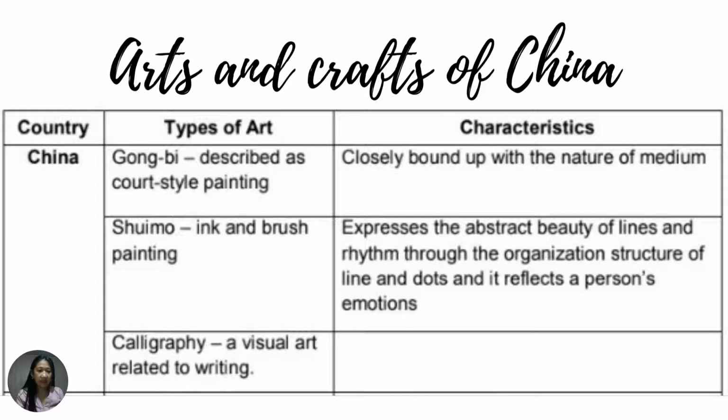Country, China. Types of art: Gongbi, Shuimo, calligraphy, and their characteristics. Gongbi is described as court-style painting. Its characteristic is that it is closely bound up with the nature of the medium. Shuimo is ink and brush painting. It expresses the abstract beauty of lines and rhythm through the organization and structure of lines and dots, and it reflects a person's emotion. Calligraphy is a visual art related to writing.